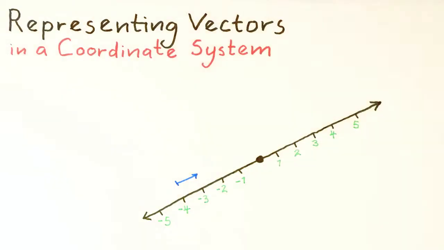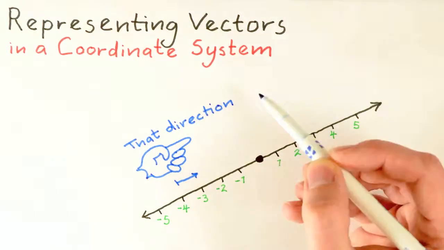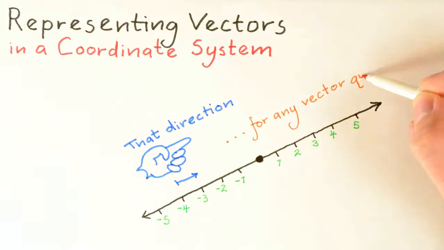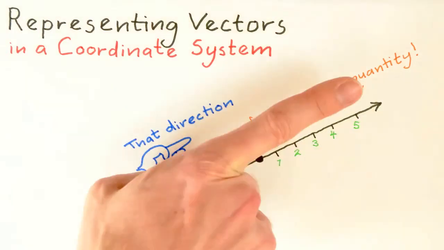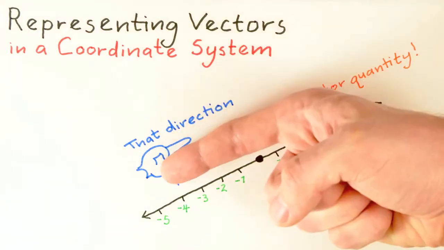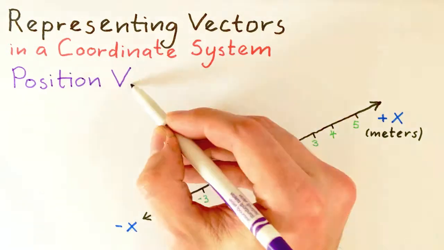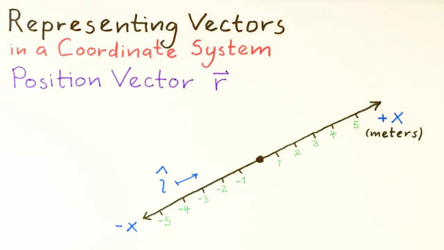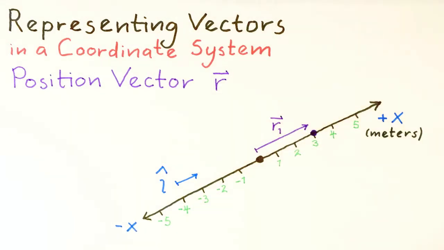This means we can use this axis unit vector to convey the direction information of any vector physical quantity we like. For the 1D case we're considering here, there are only two choices for the direction: the positive direction or the negative direction along the axis. As a first example, let's consider the position vector, which we can use to locate an object with respect to the origin of our coordinate system.